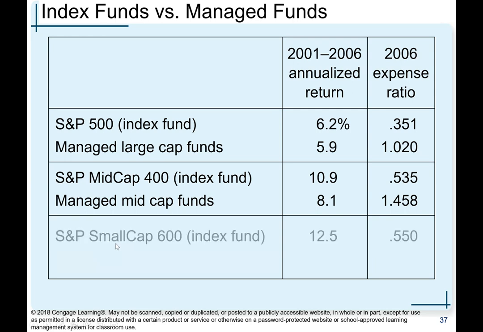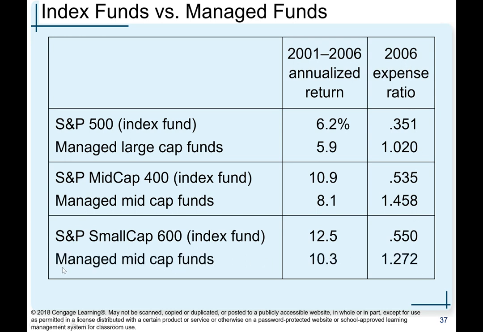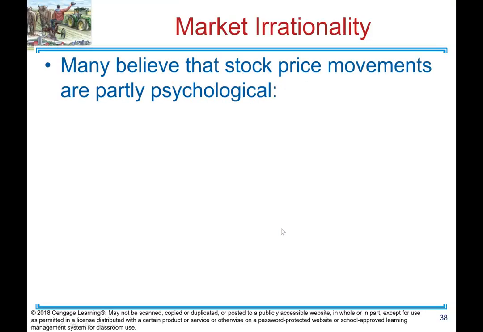1.458. What about S&P Small Cap 600 Index Funds? Annualized return 12.5%, and expense ratio 0.55. Compare that to managed small cap funds, 10.3, and expense ratio 1.2. So it looked like buying an index fund is a better deal than buying managed funds with high expenses.